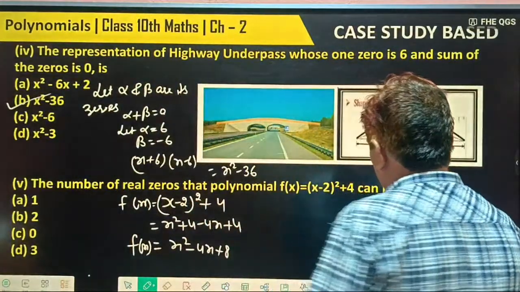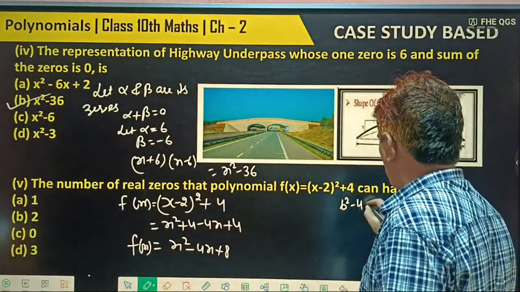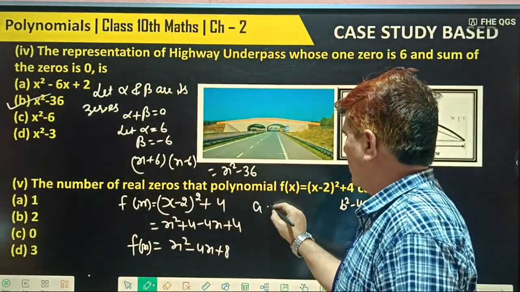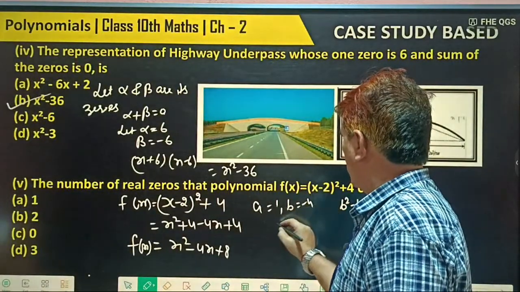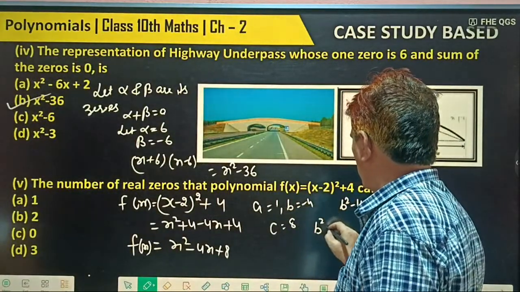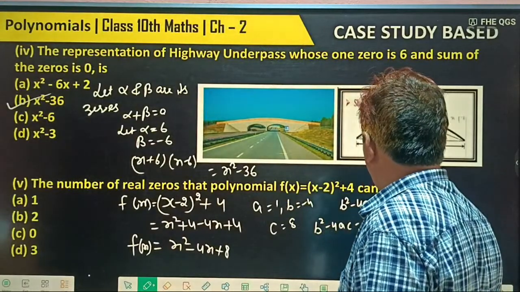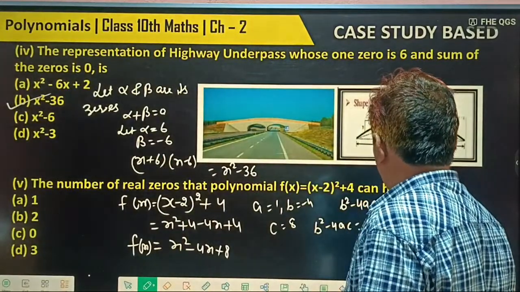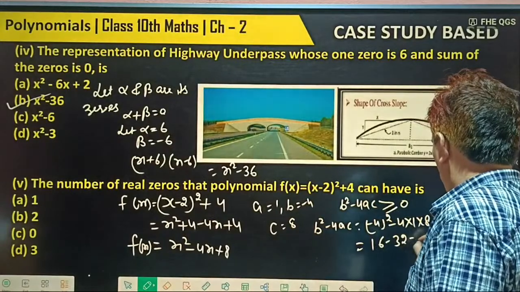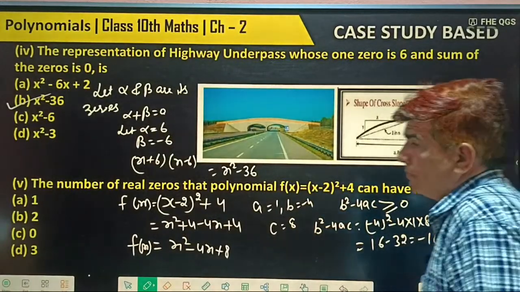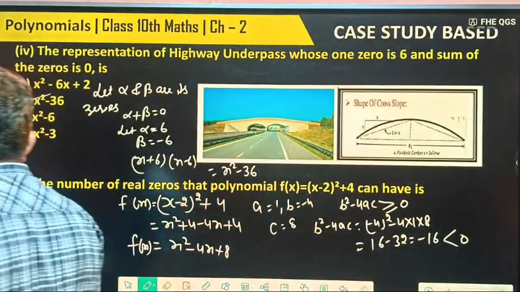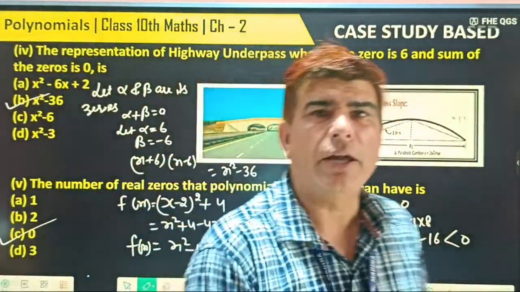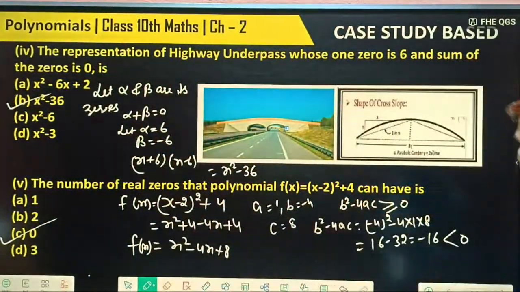So real zeros exist when b square minus 4ac is greater than or equal to 0. What's a here? a equal to 1, b equal to minus 4, and c equal to 8. So b square minus 4ac, so minus 4 square minus 4 into 1 into 8. So how much? 16 minus 32, which is equal to minus 16, less than 0. So how many zeros exist? 0. No real zeros exist. Why? Because b square minus 4ac is less than 0.